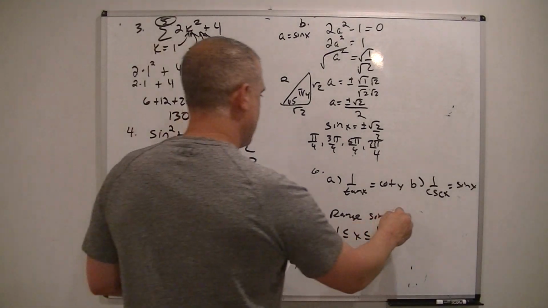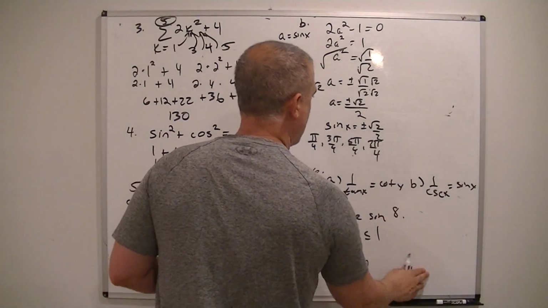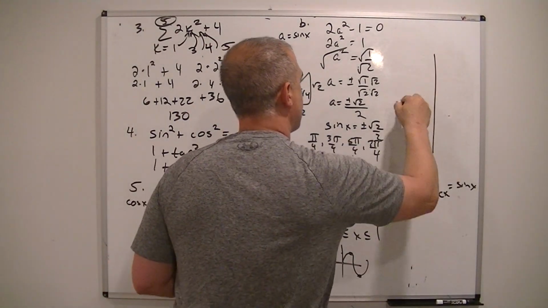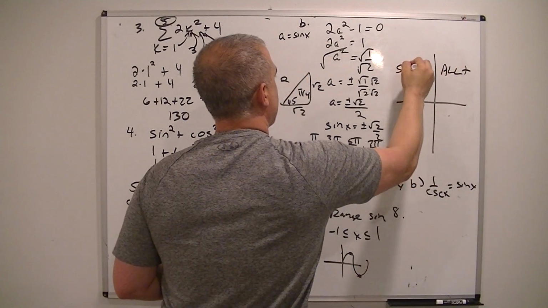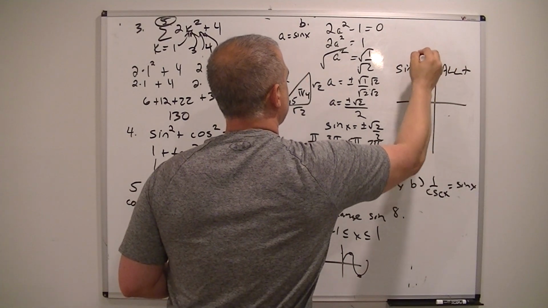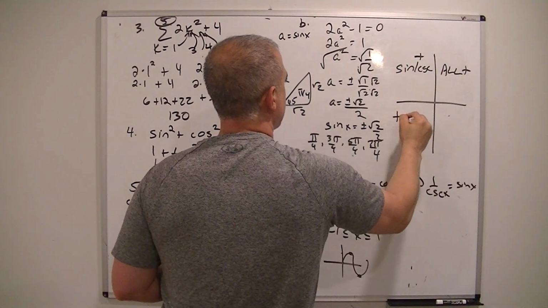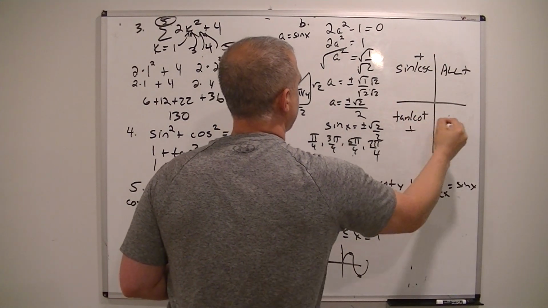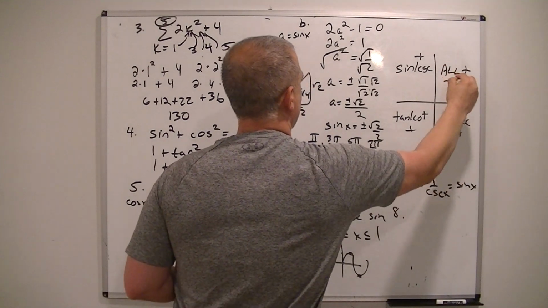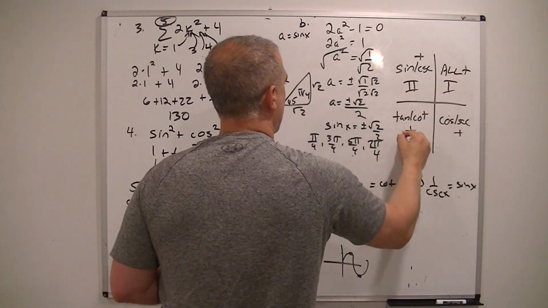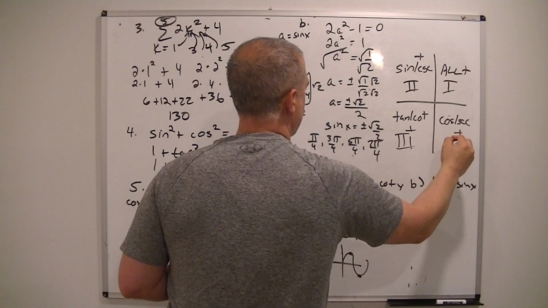Okay, question 8, we've drawn this picture, I'll draw it up here before, that all things would be positive here. Sine and cosecant is positive here. Tangent, cotangent is positive here. Cosecant and secant is positive here. So this is quad 1, quad 2, quad 3, and quad 4.